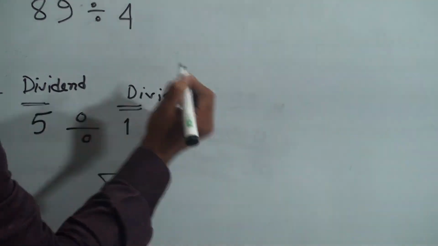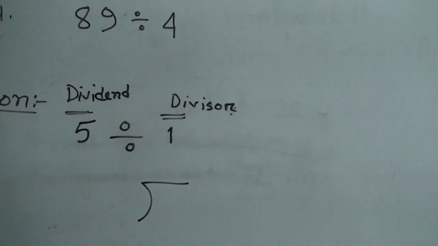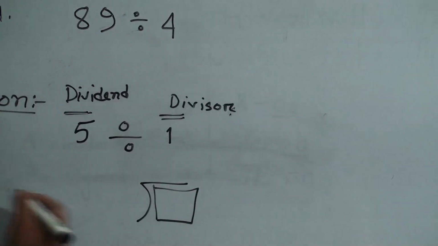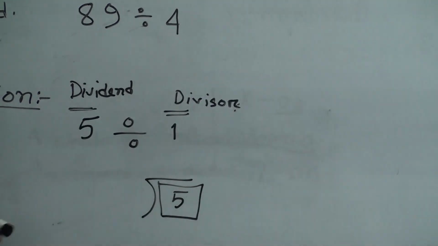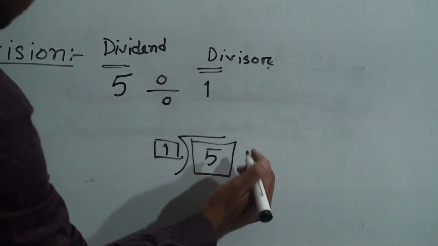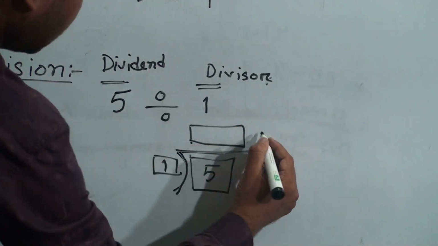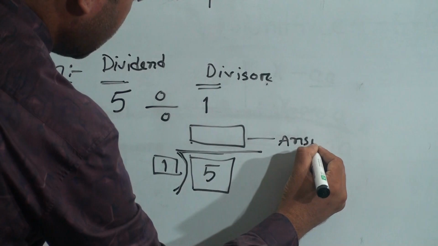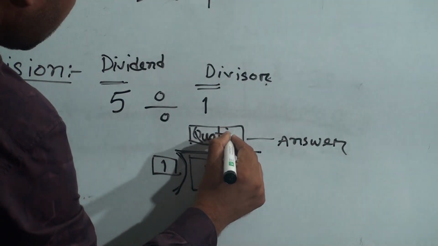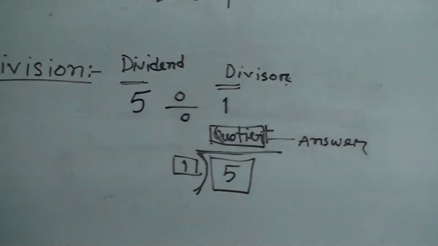And you have to remember that the dividend will always be greater than the divisor. In this sign, in this place, you have to write the dividend and here the divisor. And above this sign, here you have to write the answer, which is called the quotient. Hope my dear students you understood this one.